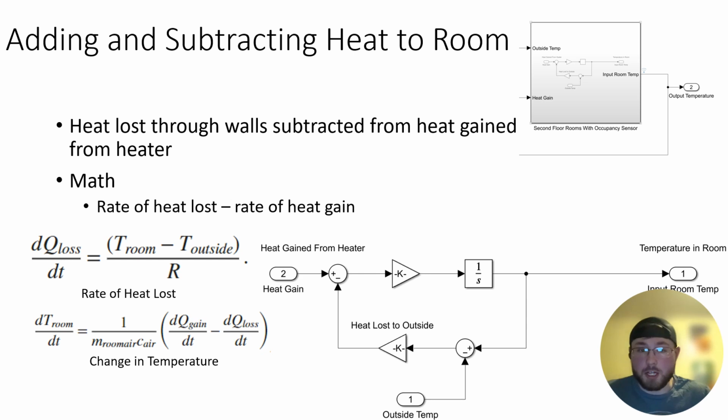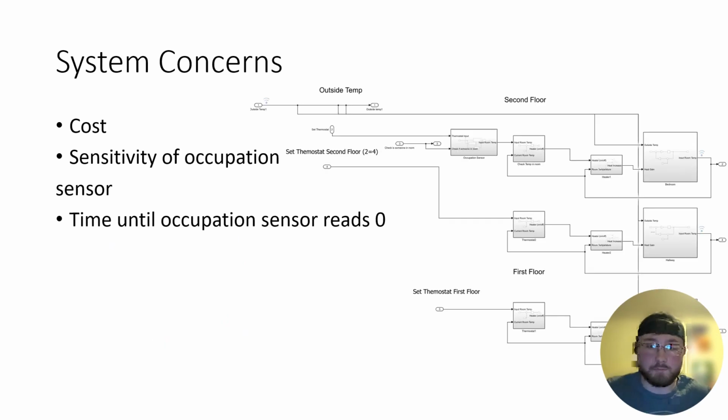Then the change in heat is calculated through that top middle gain K, and then is integrated to get an actual temperature, not just the change of temperature, through that 1 over S, and then is outputted as the final temperature in the room. This process is repeated multiple times until the temperature in the room is hot enough for the heater to turn off.